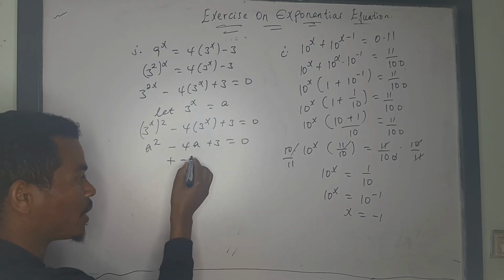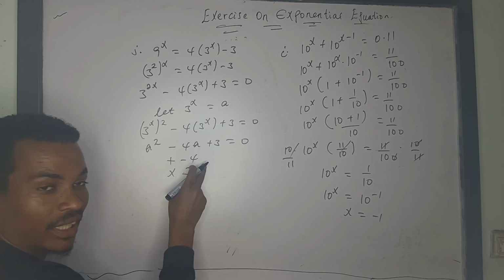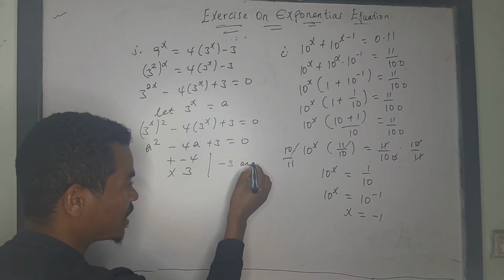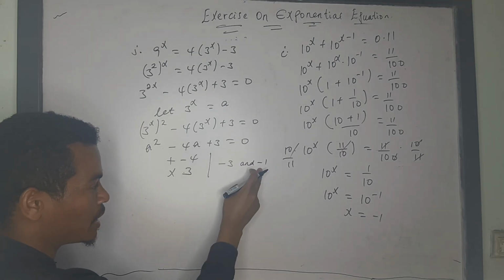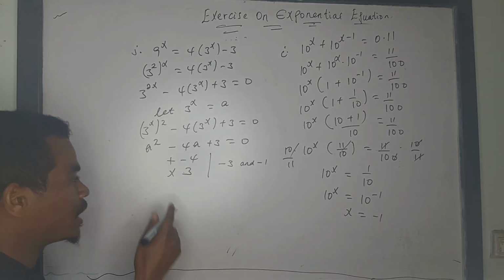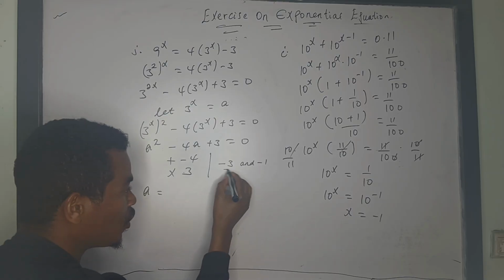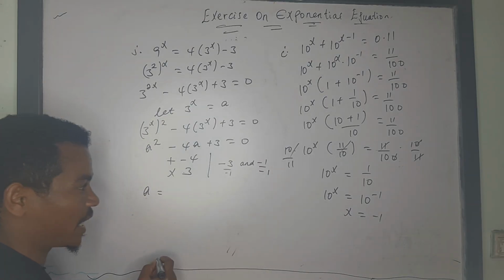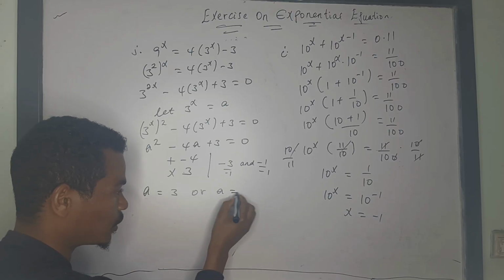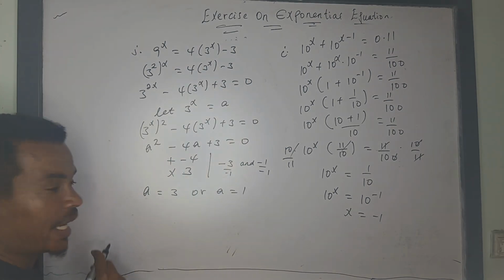whose sum is minus 4 and whose product is 3. The two numbers are minus 3 and minus 1: minus 3 times minus 1 is 3, and minus 3 plus minus 1 is minus 4. In short, to find the value of a, the coefficient is 1, so over minus 1, over minus 1. That means a is 3 or a is equal to 1.